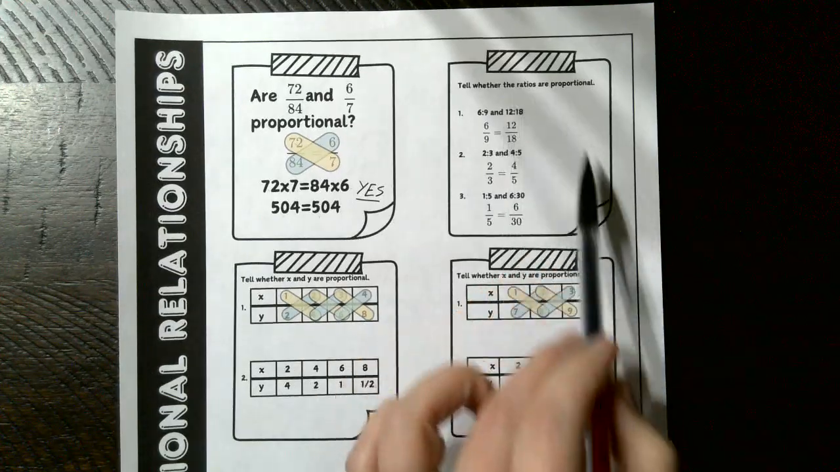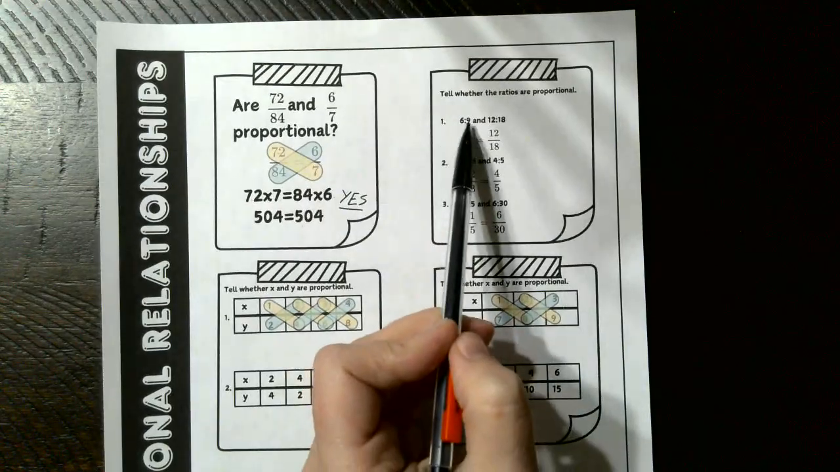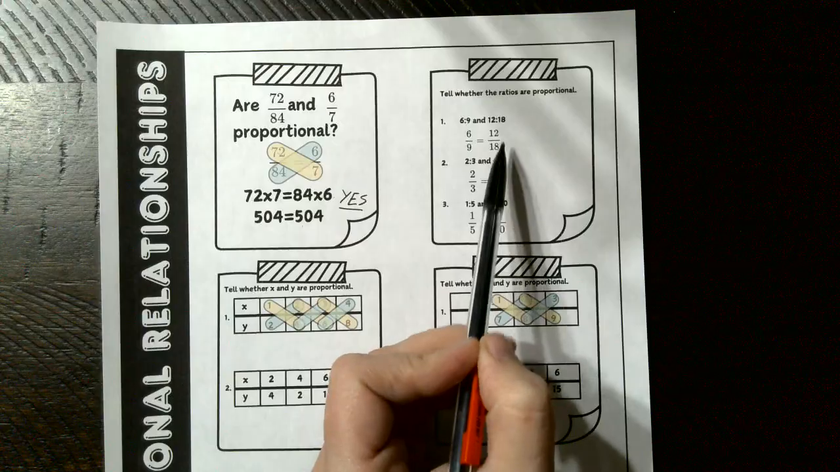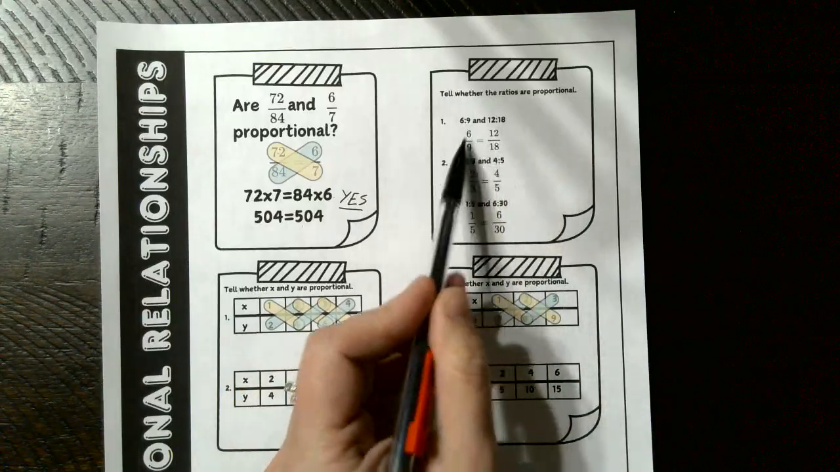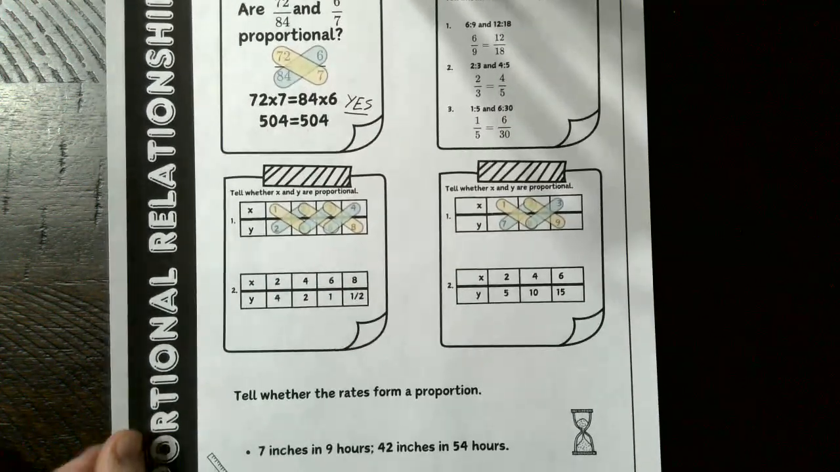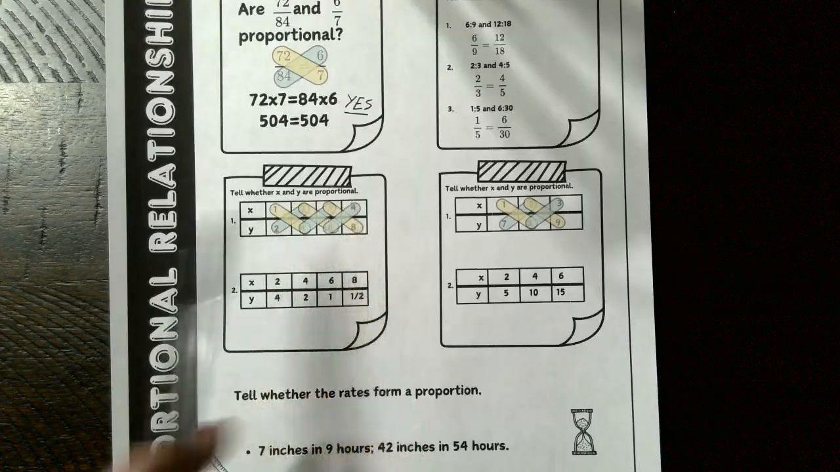So you're going to do the same thing I did here over here. So 6 to 9 and 12 to 18, written as 6/9 equals 12/18. You're going to tell me, are they proportional? Are they not? So use cross products to figure out these three. Same similar concept here. You're going to tell whether X and Y are proportional.